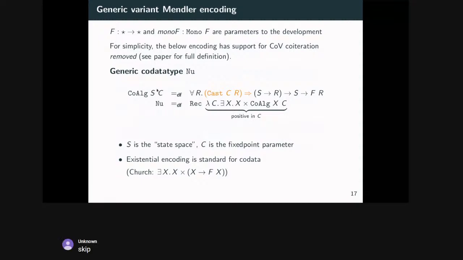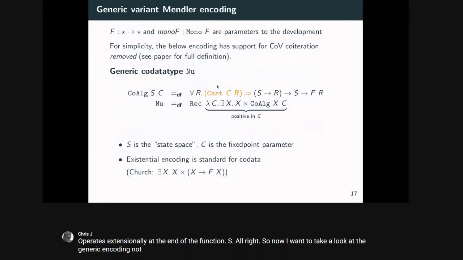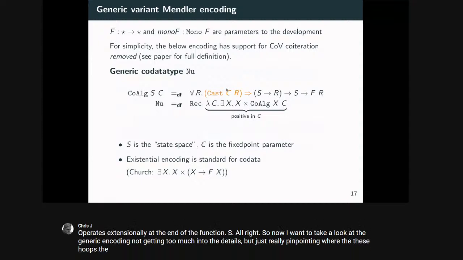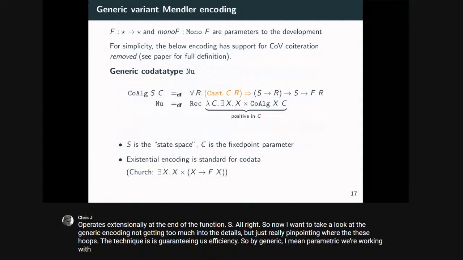S is still our type parameter representing the state space, the given state space. But C is now the parameter over which we're taking our fixed point. This is still a polymorphic function quantifying over type arguments R, types R. Before we had a function of type stream A to R, when we were looking at streams. Now we're talking about an inclusion of the codata type into R that is given as an erased argument.